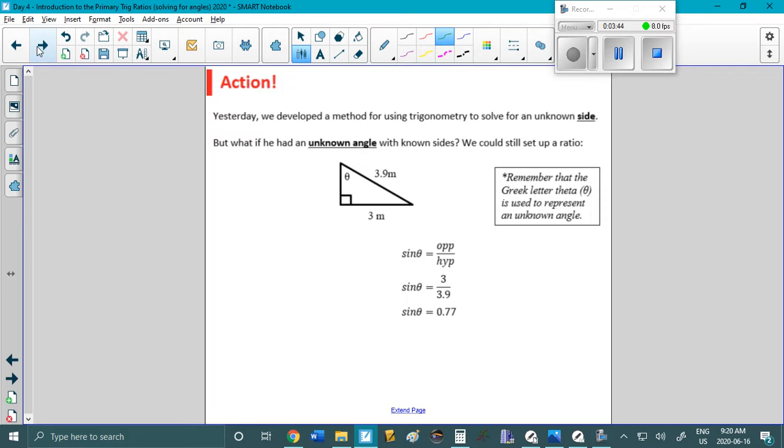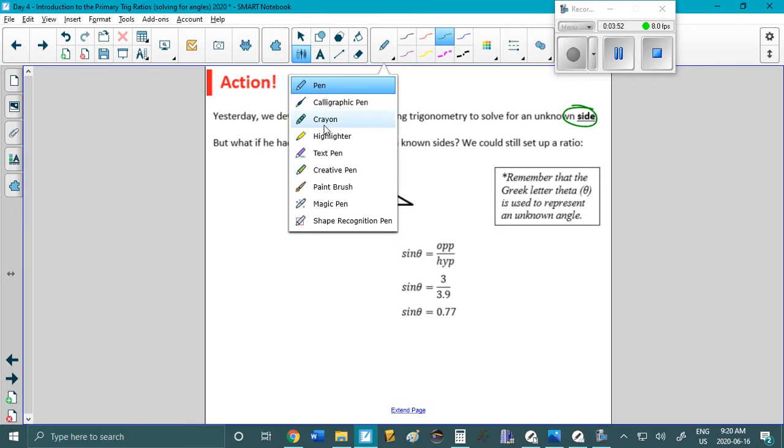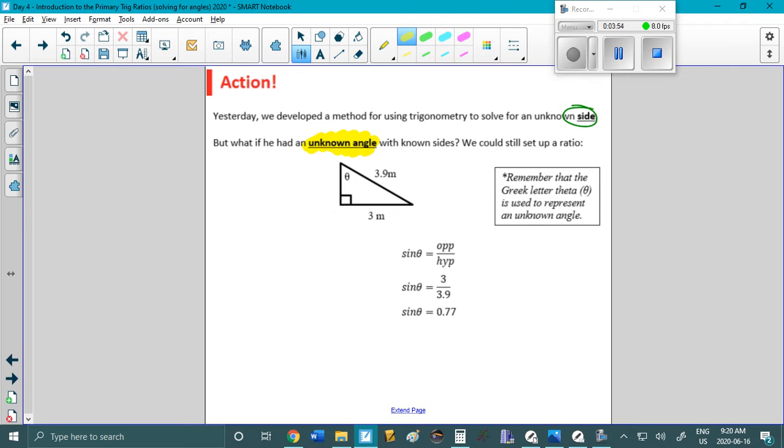I can jump right into the lesson, which corresponds with your note. Yesterday, we developed a method for using trigonometry to solve for a side. Today, we are going to solve for an unknown angle. And this is very little new. The difference is that we're solving for an angle instead of a side, so you have to push an extra button on your calculator. So let's just get into it.